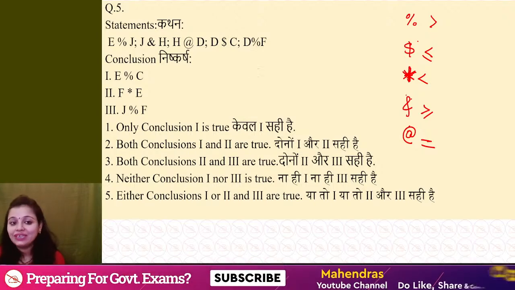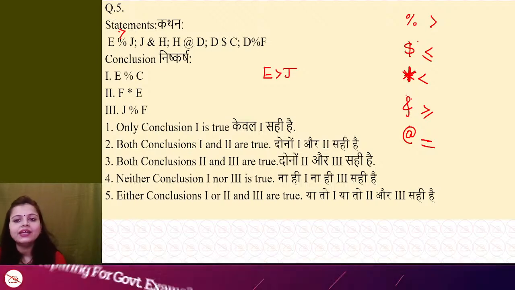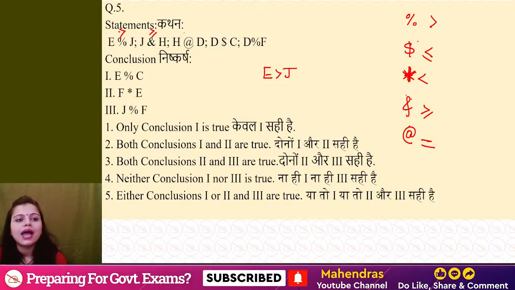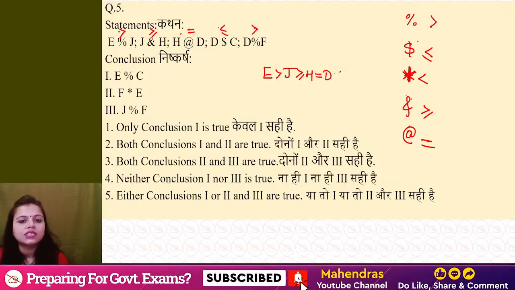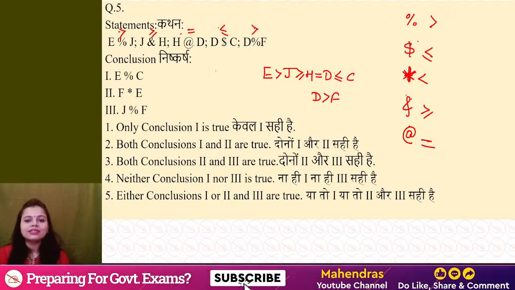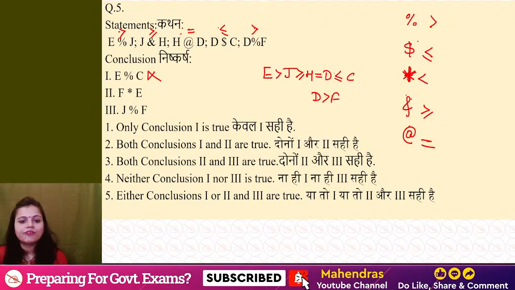E percentage means E is greater than J. See, percentage means greater, and means greater equal, at the rate means equal, dollar means less equal, and percentage means greater. So now just join. E is greater than J, then J is greater equal to H, H equal to D, D is less equal to C, and D is greater than F. Now the first one, E greater than C. No. Second, F is less than E. So F is less than D and D is less than E. So that means F is less than E.